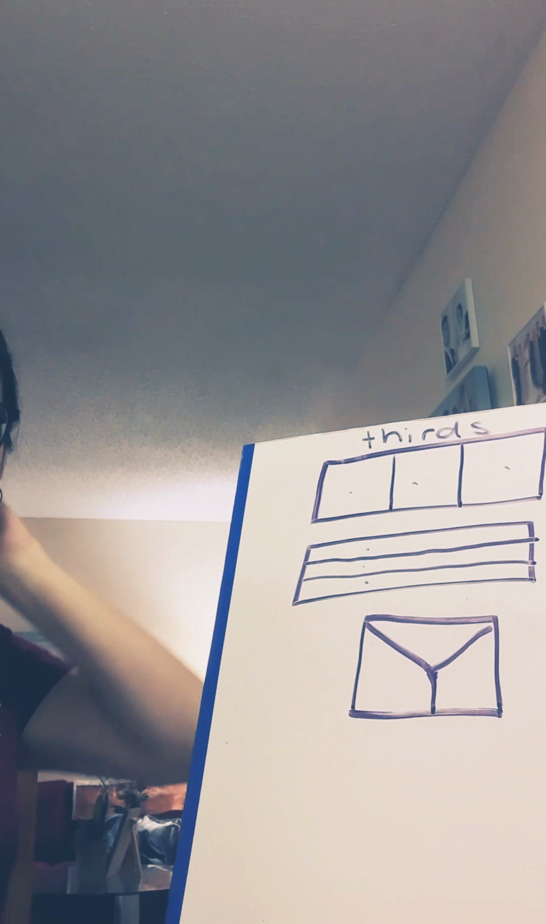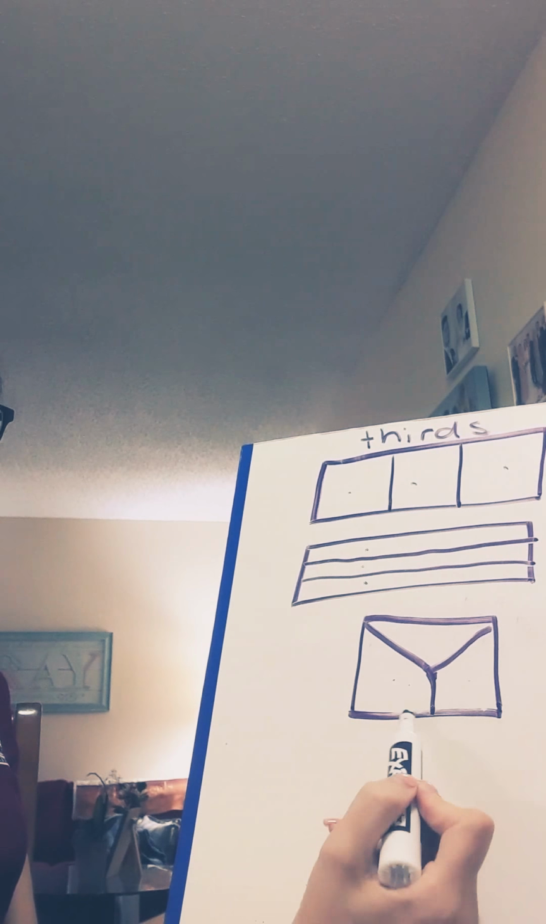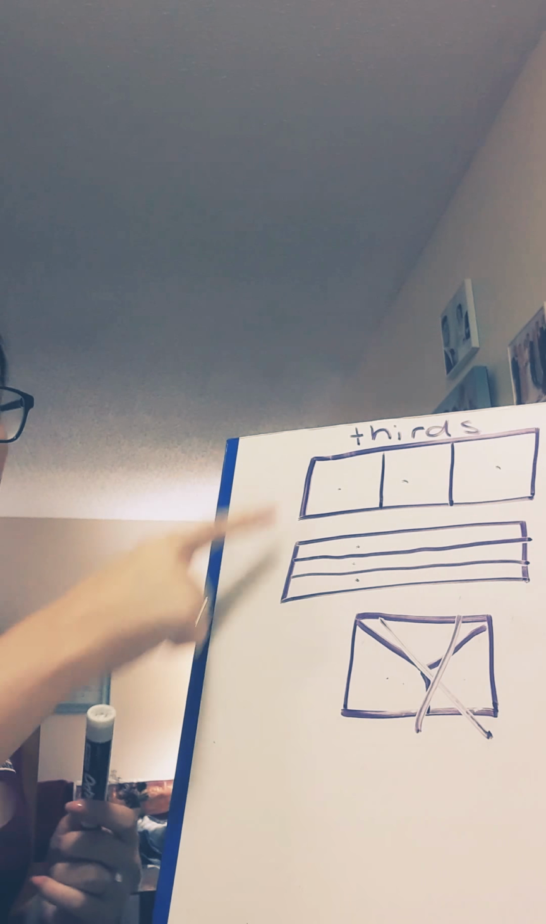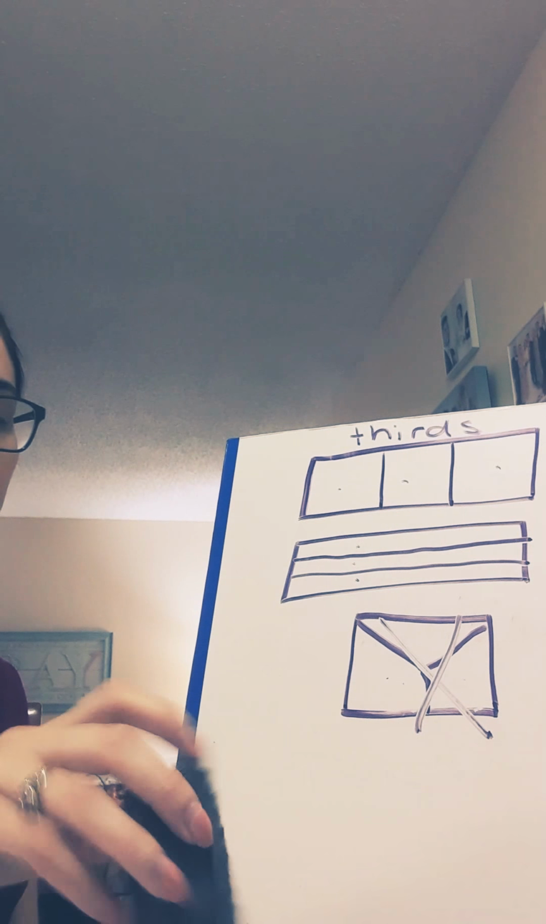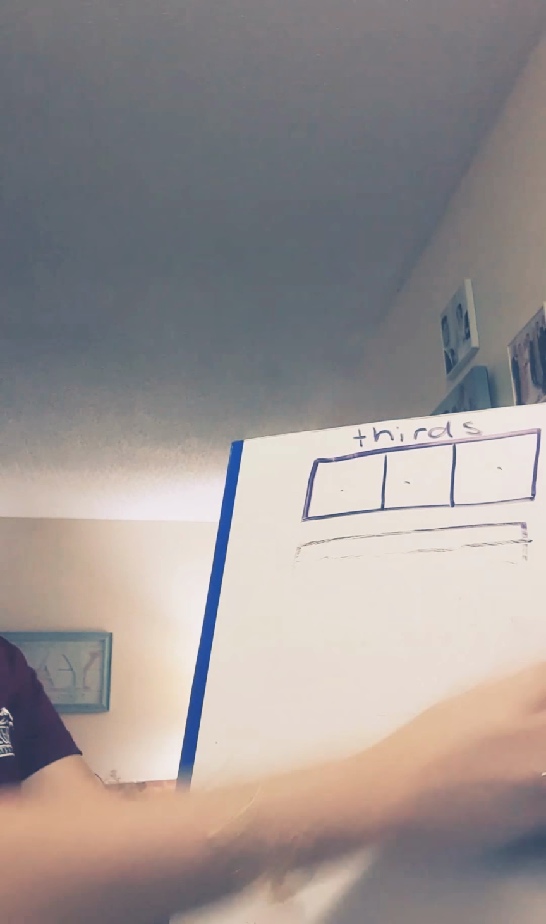That's also not equal parts. Because these two are the same, right? These two are the same. But this one is not. So this is not. Okay? I just want you guys to know that. This is the only way to do thirds in a rectangle and a square. Either going up and down or side to side. Okay? So I just wanted to make sure that we understood that.